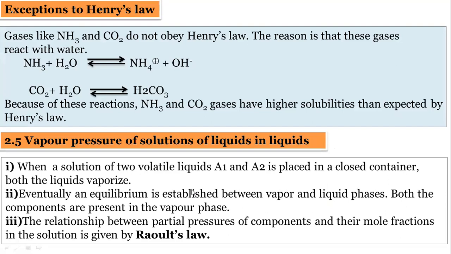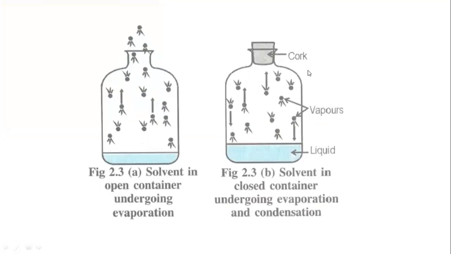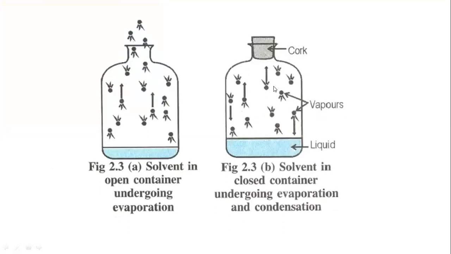No question will be asked on this vapor pressure, remember. But we must know what is meant by vapor pressure. In simple words, vapor pressure is nothing but the pressure of the vapors on the surface of the liquid. At equilibrium, condensation and evaporation will be stopped.